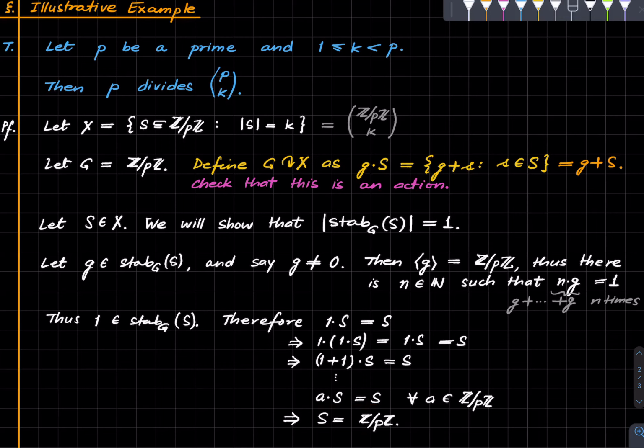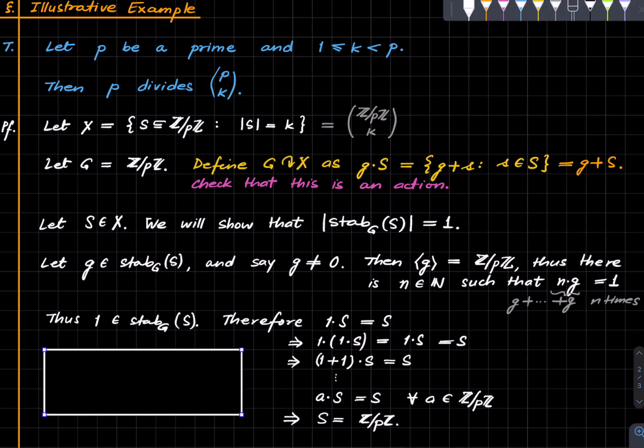So that claim is proved, and now by the orbit stabilizer theorem, the size of the orbit of S is equal to the size of G over the stabilizer, the index of the stabilizer. But the stabilizer is trivial, so it is just the size of G, which is p, right? So the orbit of any element has size p. That's what we have shown.